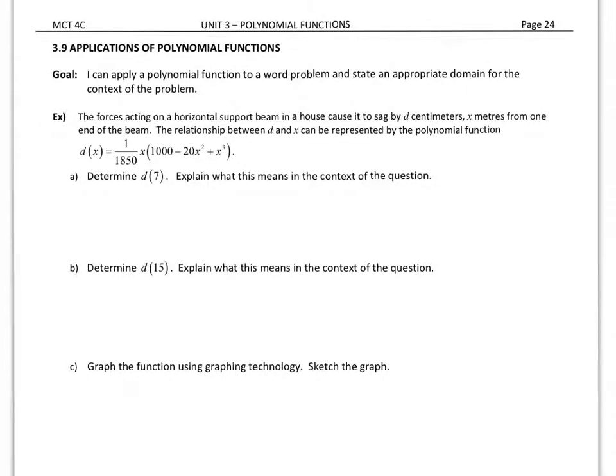All right, we're looking at our last lesson here in our polynomial function unit on the applications. So our goal is that we can apply a polynomial function to a word problem and state an appropriate domain for the context of the problem.